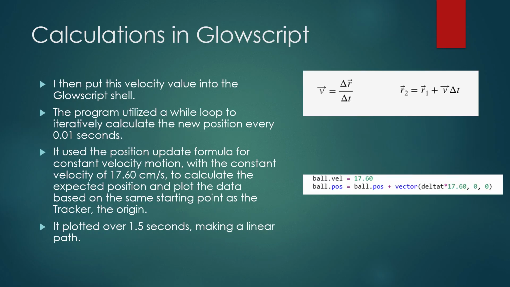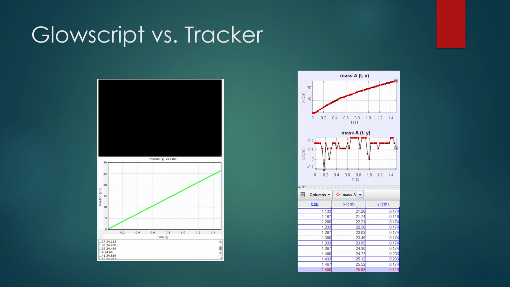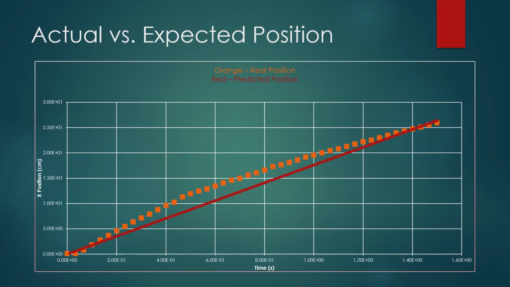And then put this velocity value into the GlowScript shell, and this utilized a while loop to iteratively calculate the new position every 0.01 seconds. And it used the position update formula for constant velocity motion with 17.60 centimeters per second to calculate the expected position and plot the data over 1.5 seconds, just like Tracker. And these are the screenshots of that, and these are them graphed out.